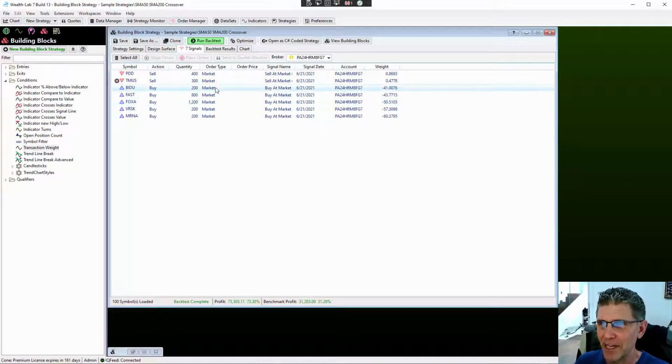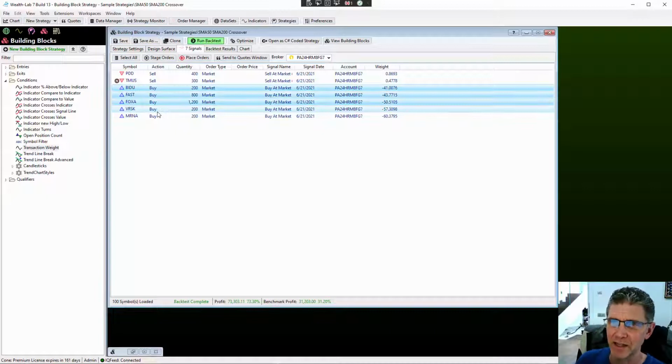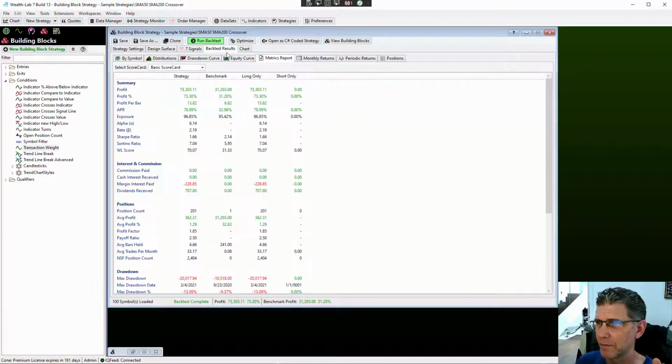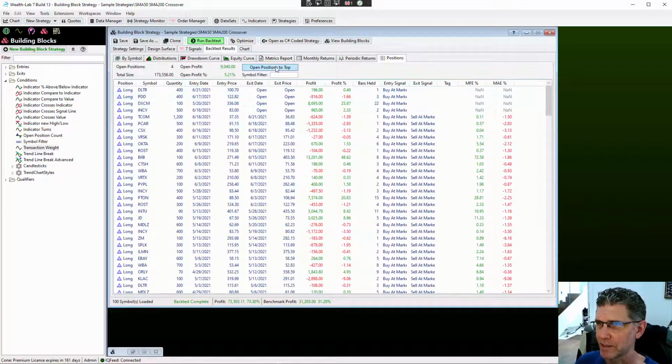So if I didn't have any open positions, I would take these 4 signals and send them into my broker. mRNA would not get bought. Okay. Now, assuming that we had been trading, we're going to have to look at our backtest results or our account and look at our positions. Get the open positions to the top. Here they are already.